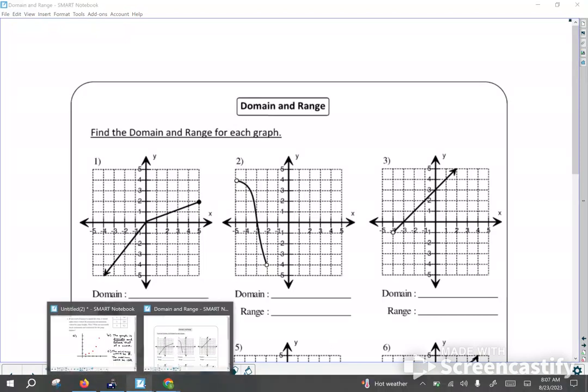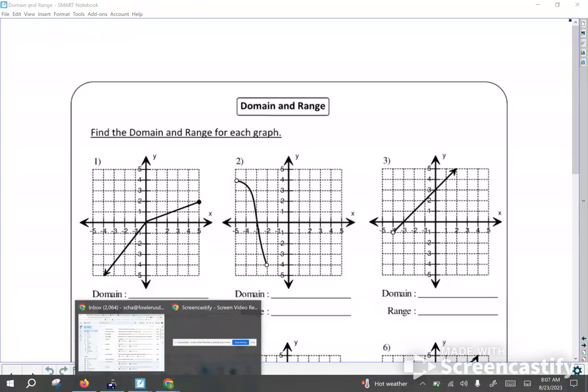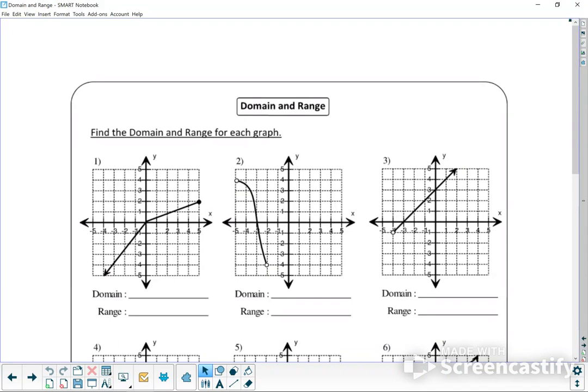All right, folks, let's go ahead and take a look at this assignment. I realized I made a mistake on that first answer, maybe more. As I'm going through it a second time, look at the domain and range of each of these functions. Basically, domain is just how far left and right on the x does it go.